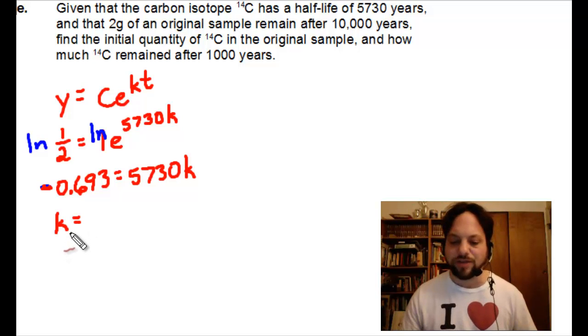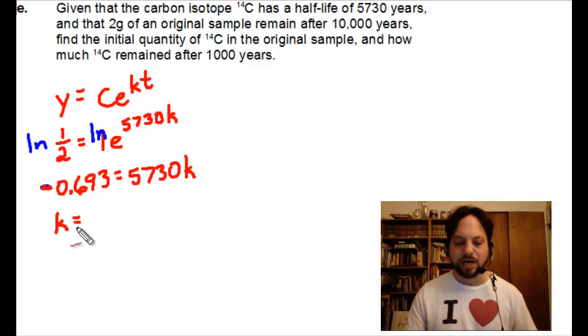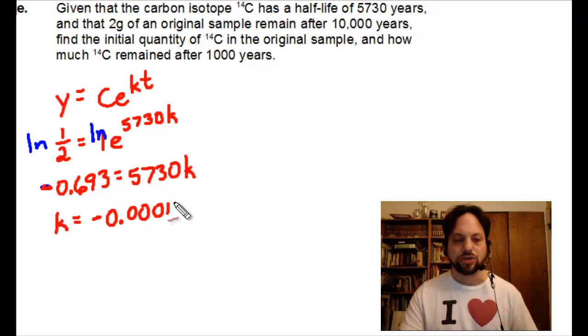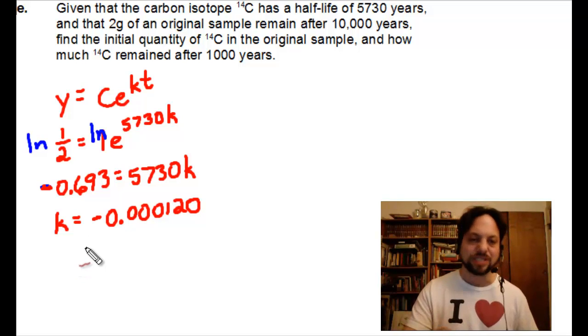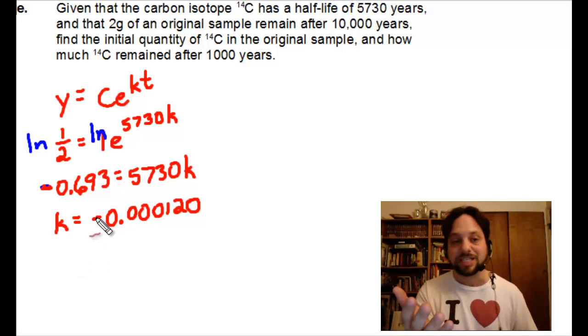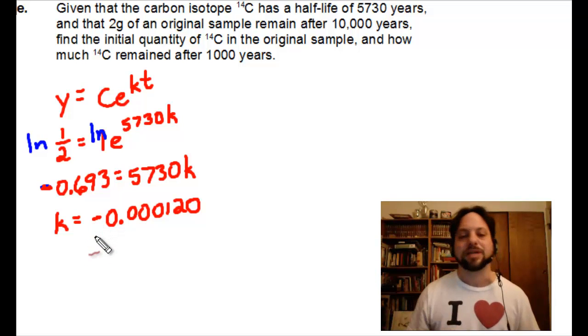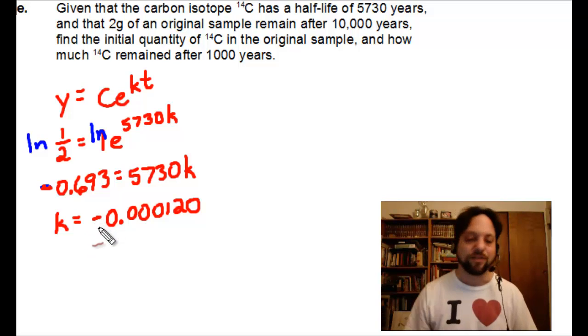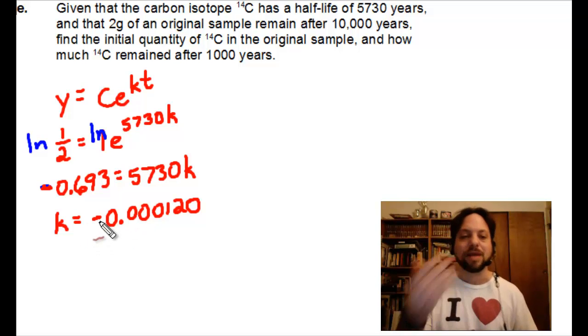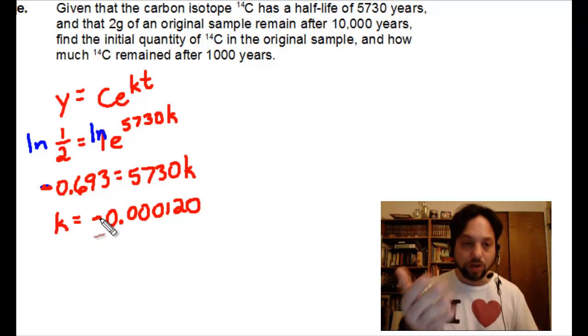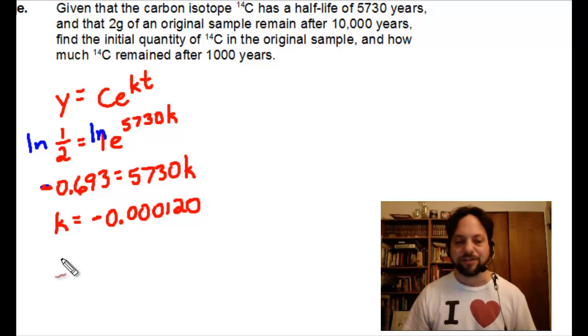Well, a little bit of math will get you where we're going here. We're trying to find the value of k, and let's see if I've done my math correctly. That value of k is about negative 0.000120. Of course, that is a constant. It doesn't have any units. It does tell us, because it's negative, that it is exponential decay, which is good. Half-life is exponential decay.